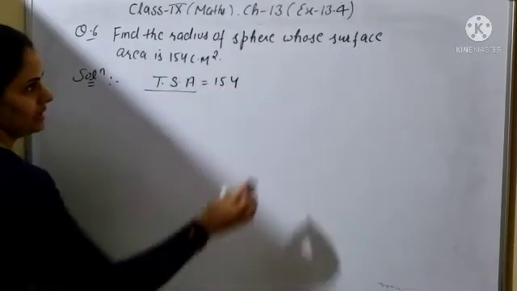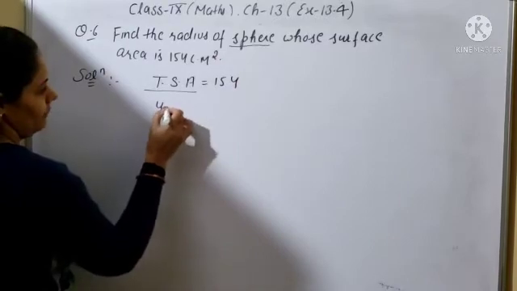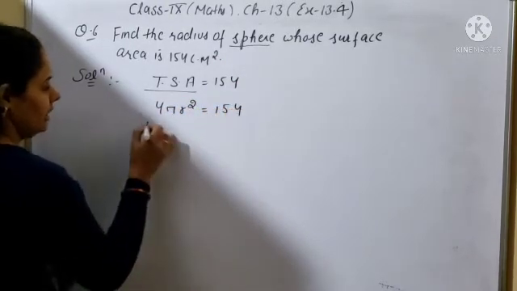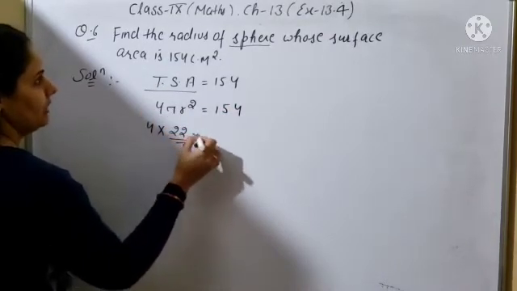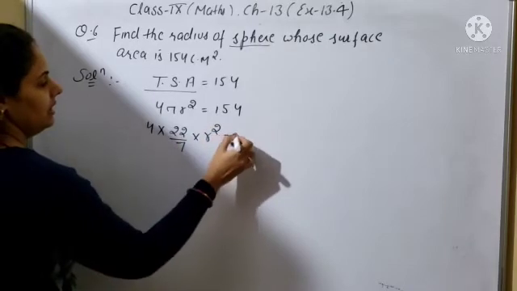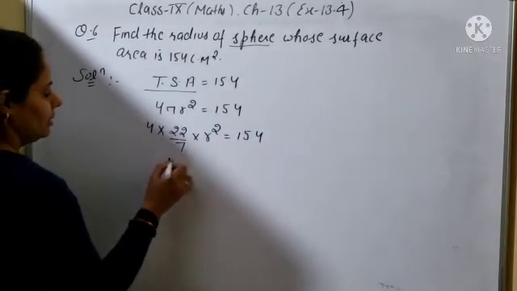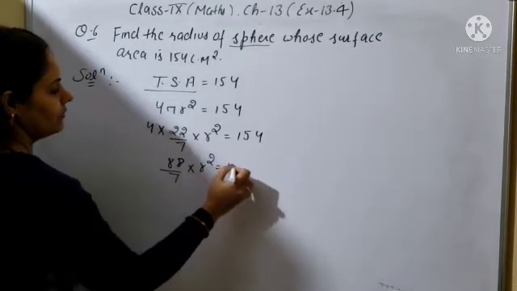And what will be the total surface area? This is given sphere, so sphere total surface area will be 4 pi r square, and it is given 154. Now put the value 4 into pi. Pi is 22 by 7. R is not given. You will find it out. So 4 into 22, 88 upon 7 multiplied by r square is equal to 154.